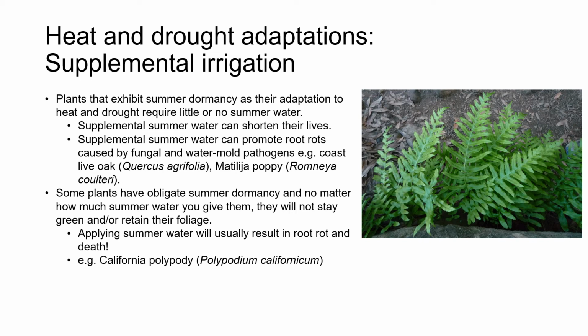Some plants have obligate summer dormancy, and no matter how much summer water we give them, they won't stay green and they won't retain their foliage. Applying summer water to these plants that absolutely have to go summer dormant will almost always result in root rot and death. A good example of this is our native fern that's pictured on the right of this slide, the California polypody, Polypodium californicum.